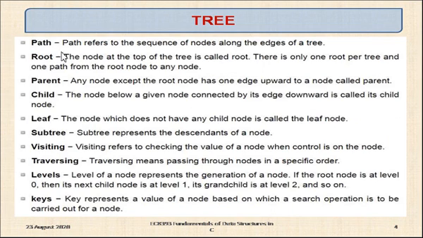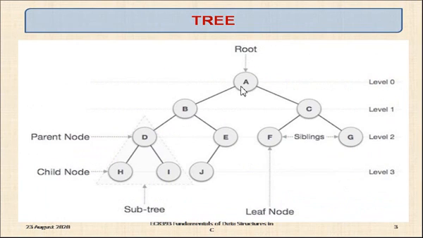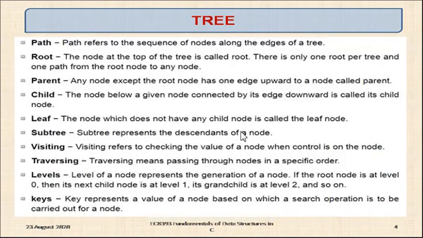You see here the path. Path refers to the sequence of nodes along the edges of the tree. This is one path, along the edges of the tree. That's the definition for path. The node at the top of the tree is called root, as I told you just now. There is only one root per tree and one path from the root node to any node.